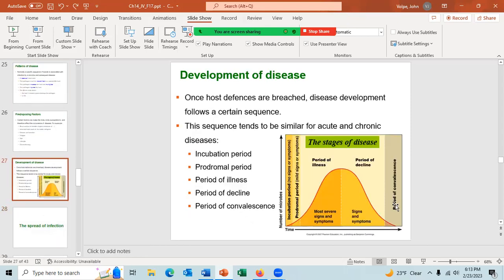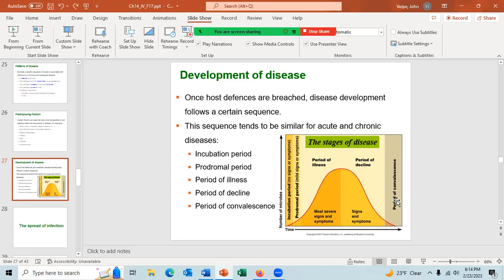All right, let's talk a little bit about the development of a disease. Once the host defenses have been breached, disease will develop, and disease develops following a certain sequence. And this sequence tends to be similar for both acute and chronic diseases. So almost all diseases follow this course, but not all. And then we'll talk a little bit about the exceptions.